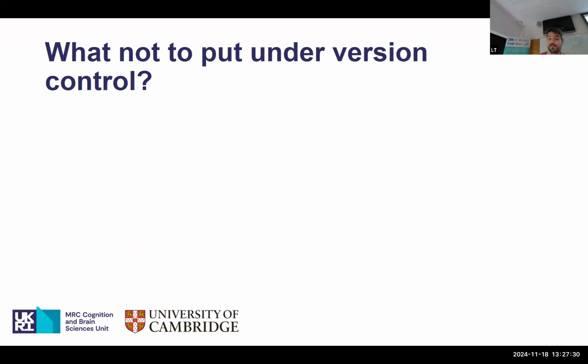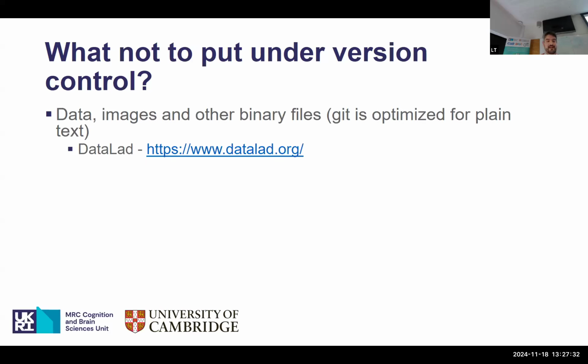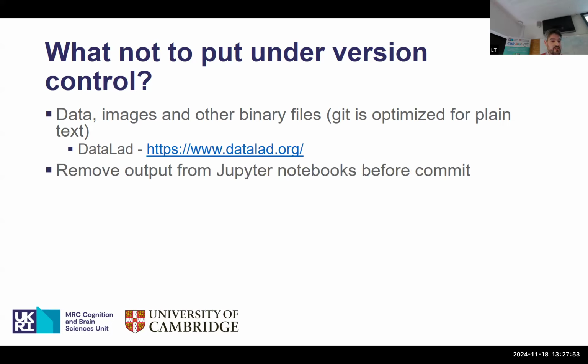So what not to put on version control? Obviously, I already mentioned data, images, and other binary files. Git is optimized for plain text. If you want to put data or anything else on version control, then you could look at DataLad, which is an open source, free to use platform. It works very similarly to Git, only it works with data. So that's one thing to keep an eye on.